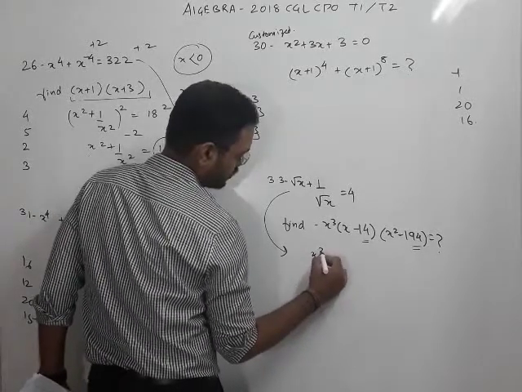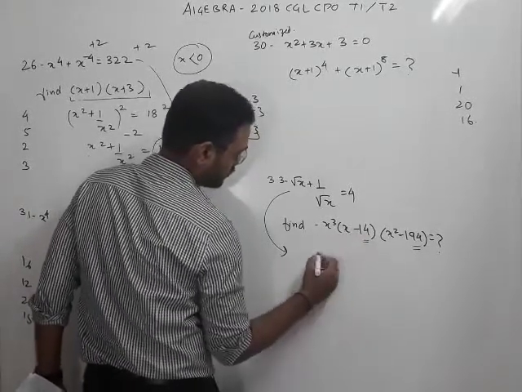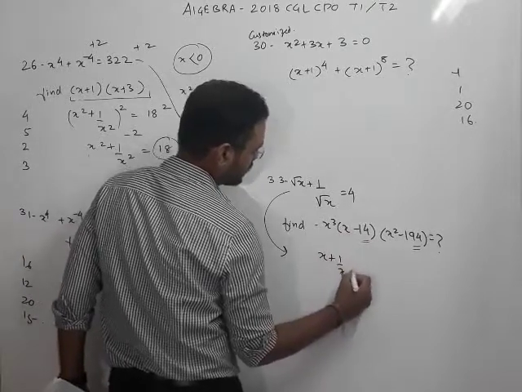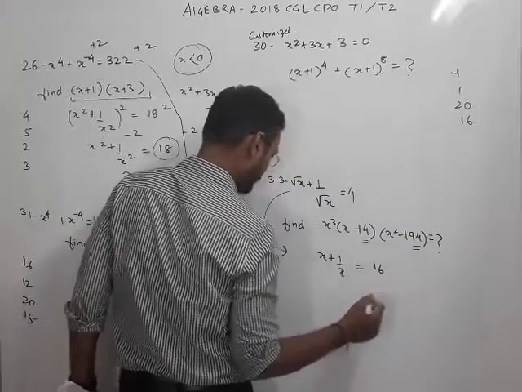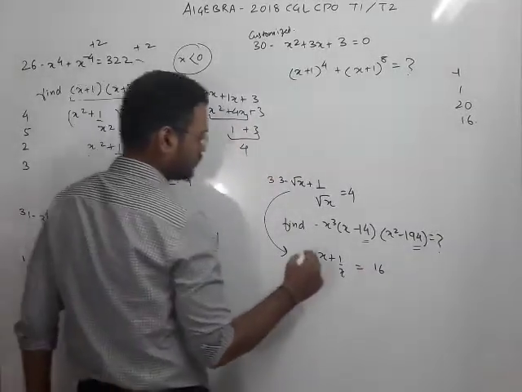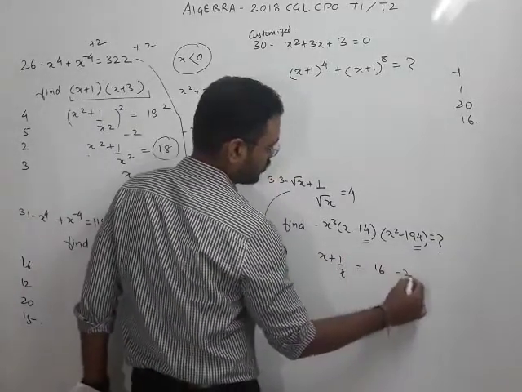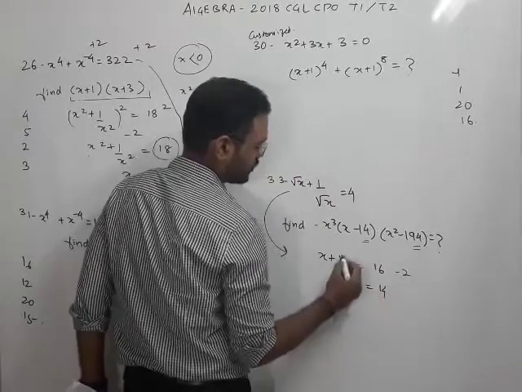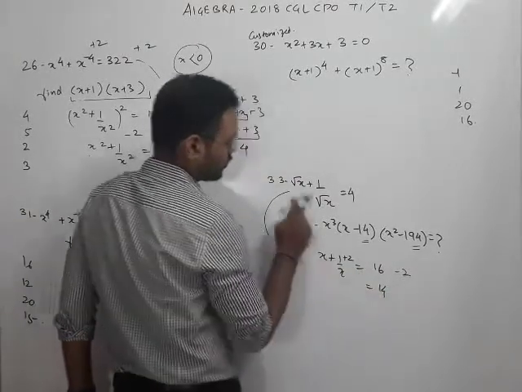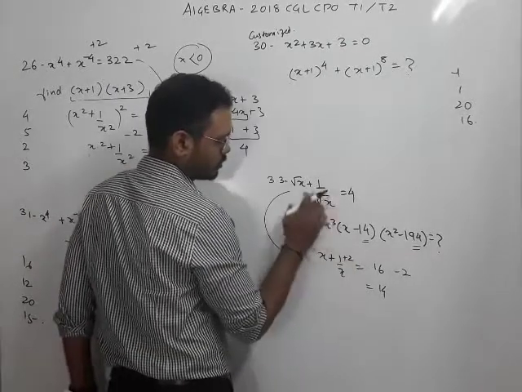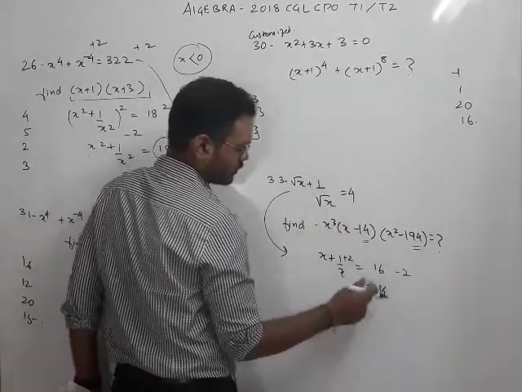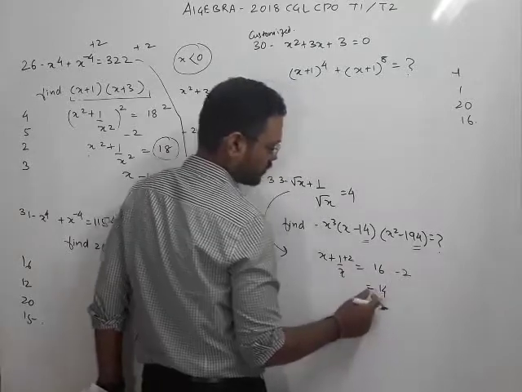This will be x squared. x plus 1 by x will give me 16 minus 2, which will be 14. Why minus 2? Here 2 is left out. x squared plus 1 by x squared plus 2. We have squared on both the sides. This 2 will go there, it will become 14.